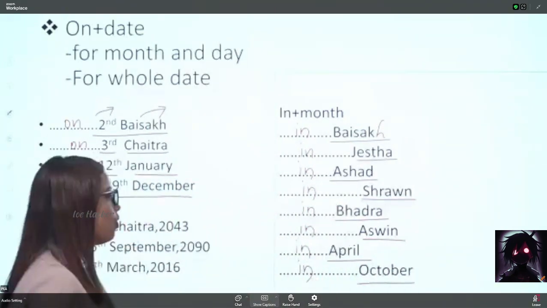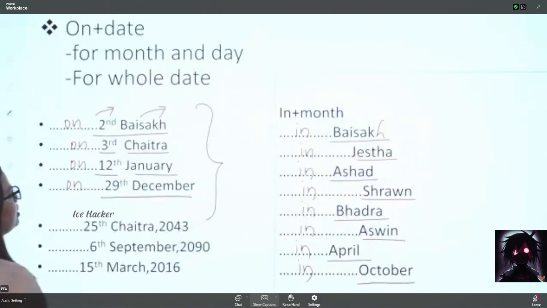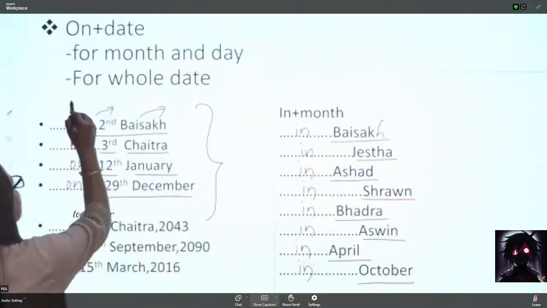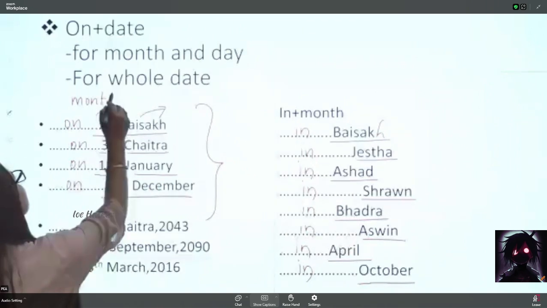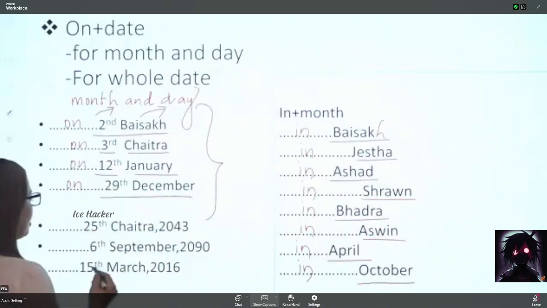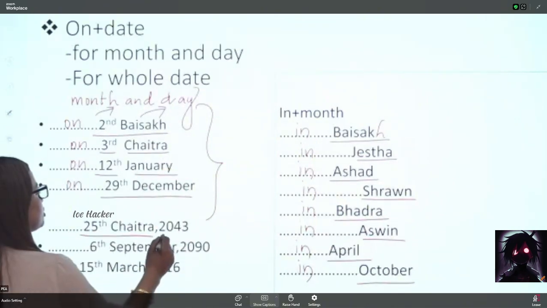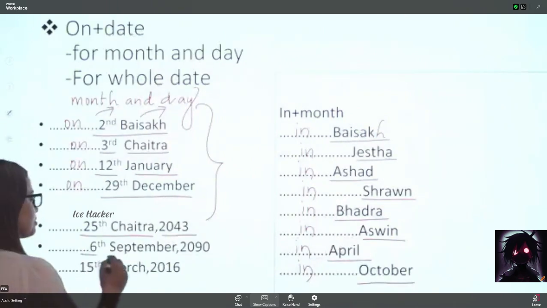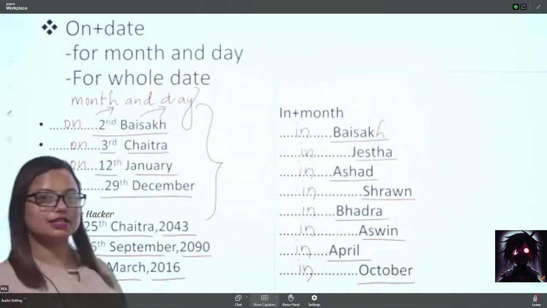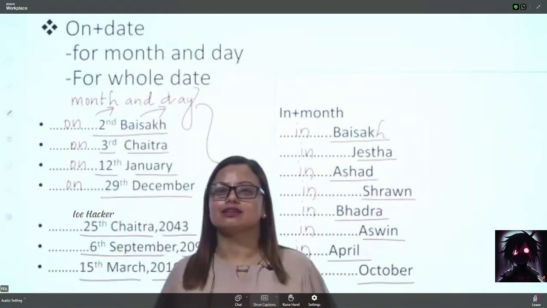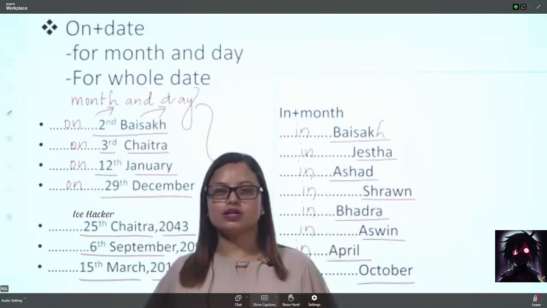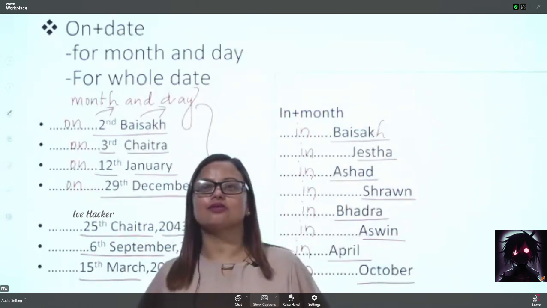And what about the whole date? It is all talking about only months and day. We can say month and day. But what about the whole date? 25th Chaitra 2043, 6th September 2090, 15th March 2016. This is all about the whole date. Now today's whole date is 12th Jesta 2082. Isn't it? This is all about the whole date.